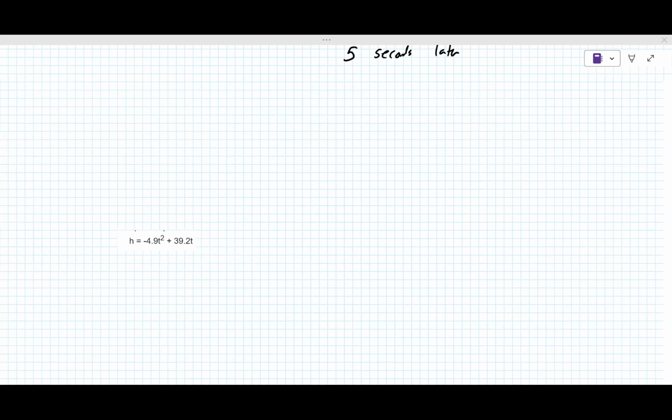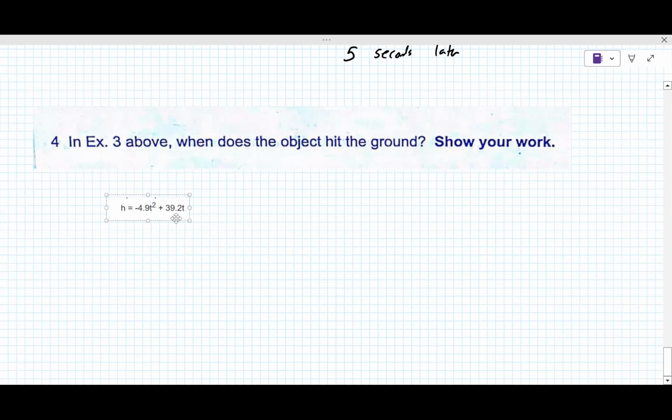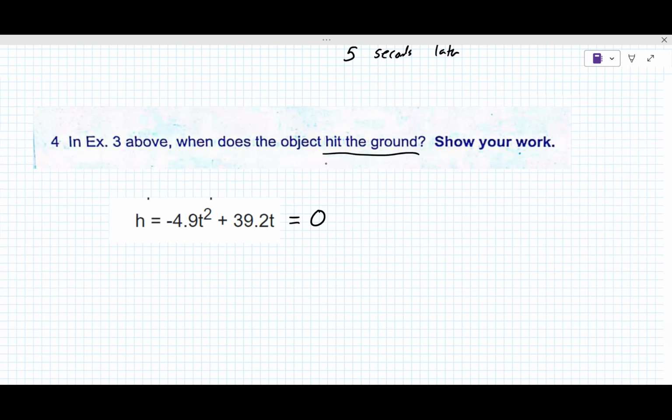Next one there. All right, so here we go. Example 3: when does the object hit the ground? This is the equation from example 3. We're skipping the part where we explain why this is, we're just going with it. It hits the ground, that means you're setting it equal to what value? 0. Okay.